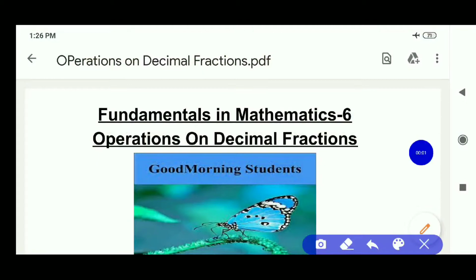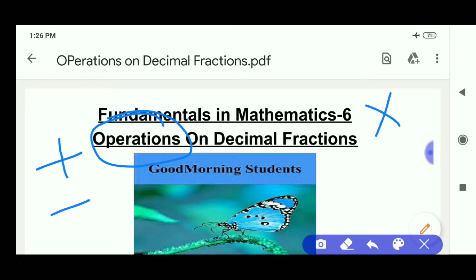Good morning, students. Today's topic is operations on decimal fractions. What is meant by operations? Addition, subtraction, multiplication, and division are called fundamental operations. In this session, we learn how to add, subtract, multiply, and divide decimal fractions.